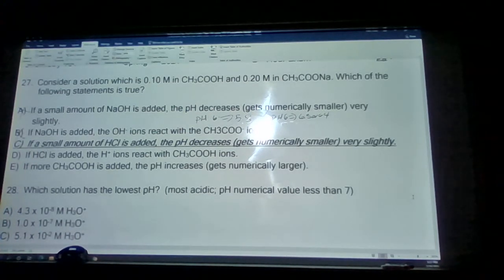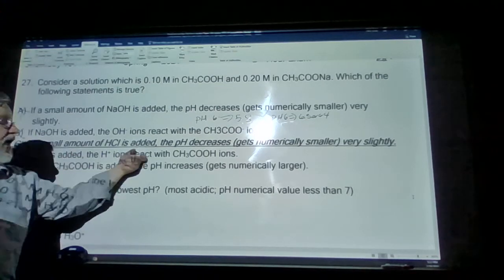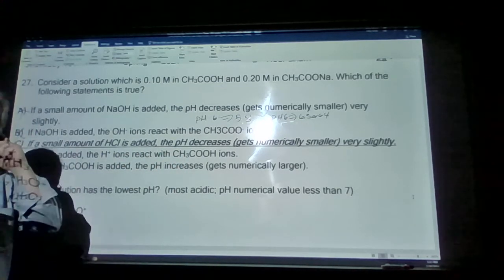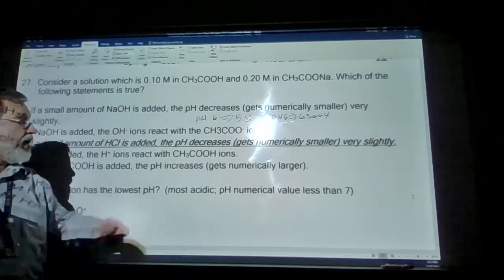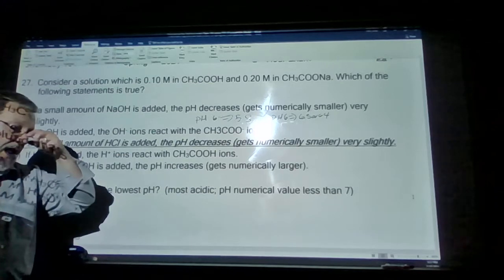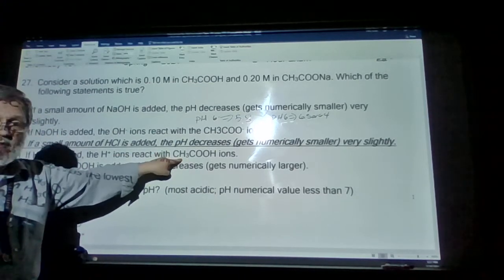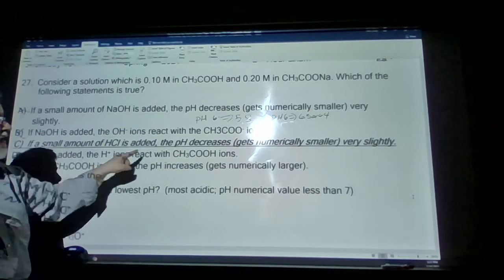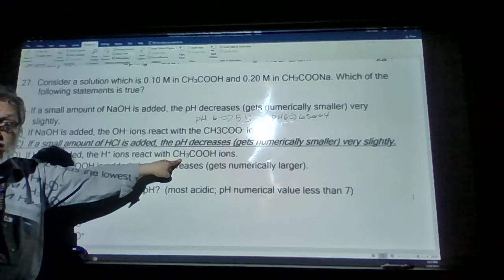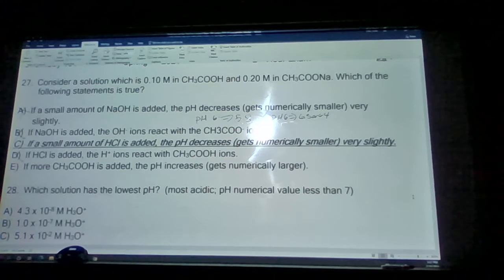Let's look at D. If HCl is added, the H plus that's generated from the acid reacts with the acetic acid ions. Well, first off, this is not an ion. This is a neutral compound. This does not have any place to pick up a hydrogen. This is an acid. It wants to donate the hydrogen from this guy. So we have H plus reacting with something that wants to create H plus itself? No.